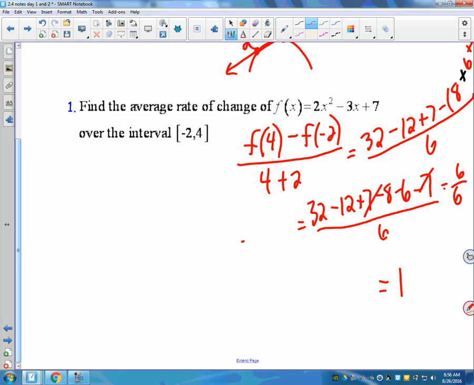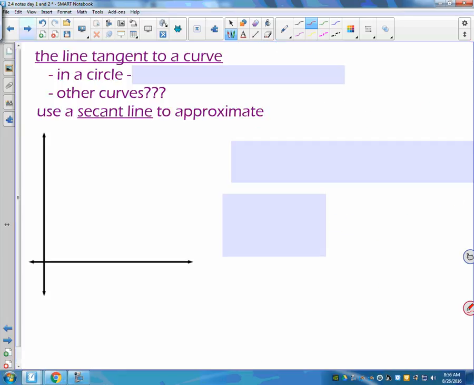Why do we care about that? Well, just like we can find average speed, average velocity, we also want to be able to find instantaneous speed, instantaneous velocity, which means we want to find the rate of change at a specific point on the graph, not over an interval. So we're going to talk about a tangent line as opposed to a secant line.